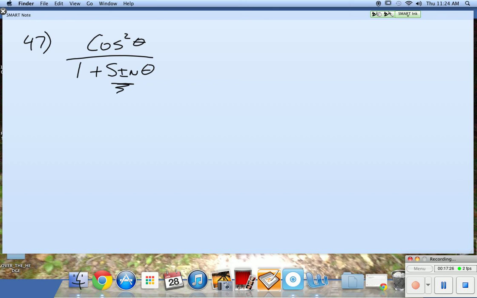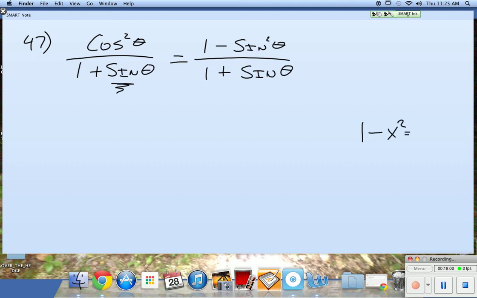But I can do something with the cosine squared of theta because, going back to my Pythagorean identity, sine squared of theta plus cosine squared of theta equals 1, I can subtract sine squared of theta from both sides and I come up with cosine squared of theta equaling 1 minus sine squared of theta, over 1 plus sine of theta. Okay, let's go back to what I talked about before. 1 minus x squared can be broken down into 1 minus x, 1 plus x, right?